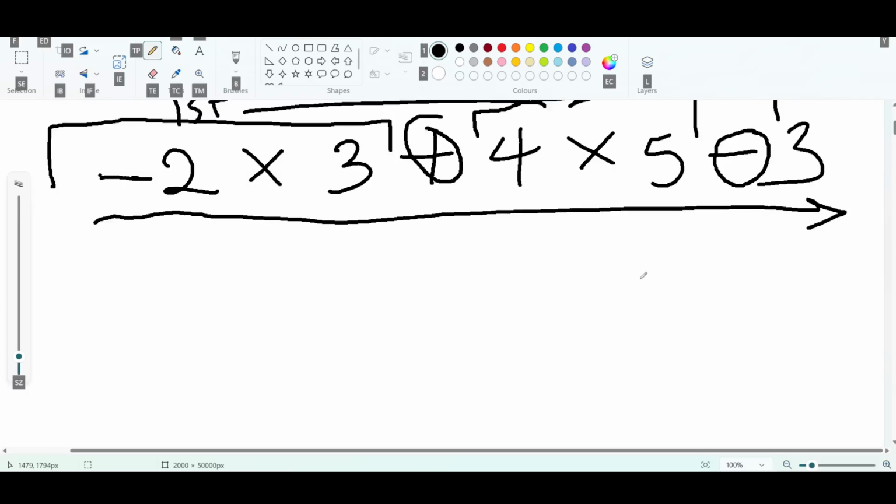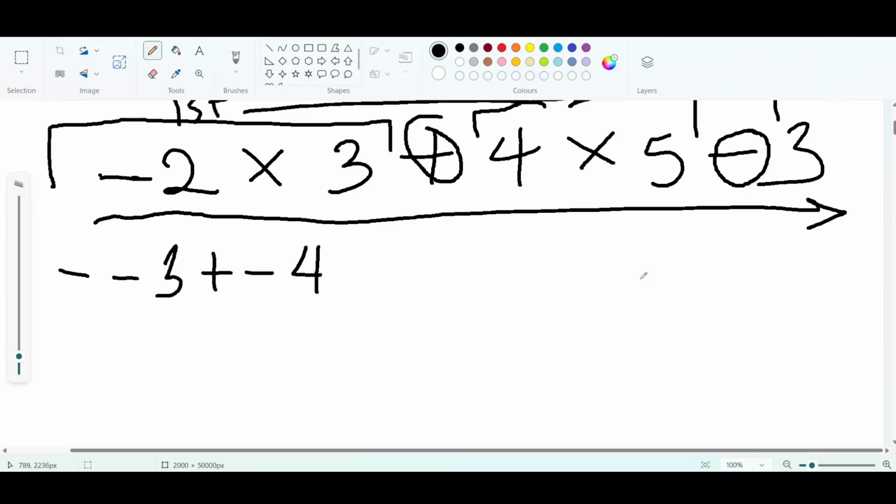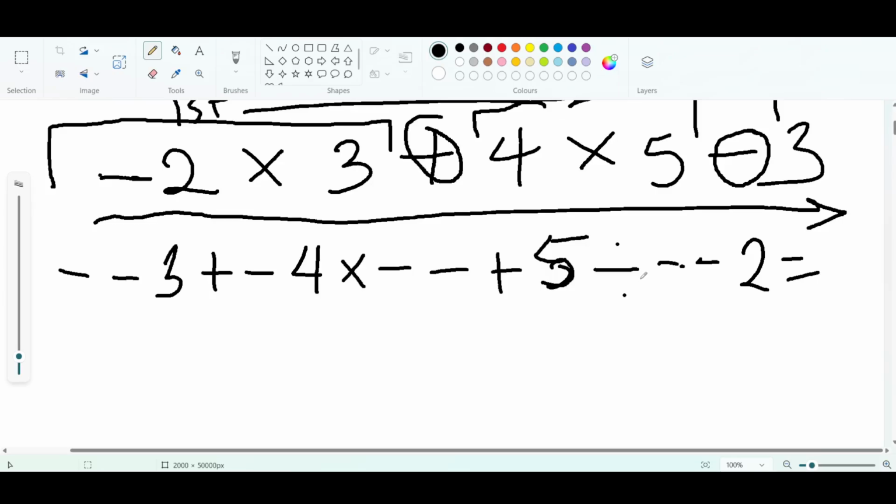At this point, let's look at another example. Now here, if we have this expression: minus minus 3 plus minus 4 times minus minus plus 5 divided by minus minus 2. If you look at this expression, can you tell me how many terms we have in this expression?